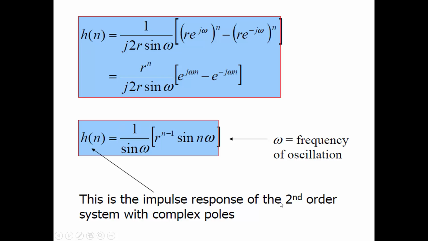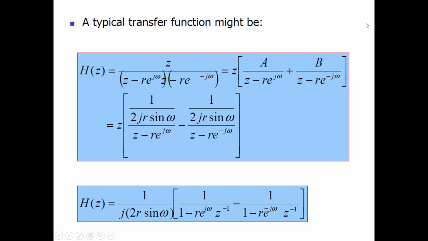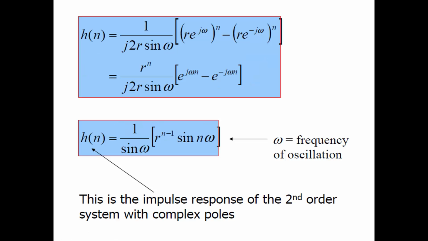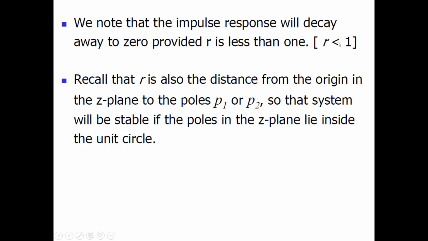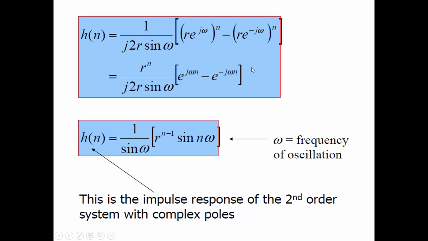If you solve it further, this is the impulse response of the second order system with complex poles, where small omega is the frequency of oscillation. We will talk about this complex conjugate pair of poles in more detail in the resonant filters, and we will see how the resonance takes place and how you can design band pass filters from here.